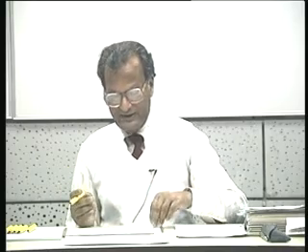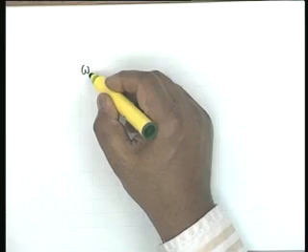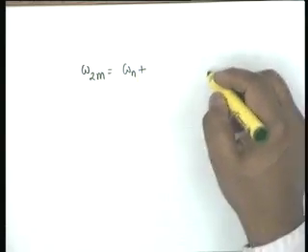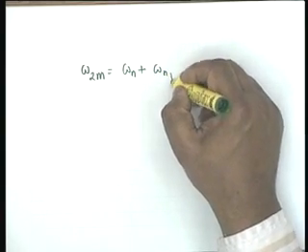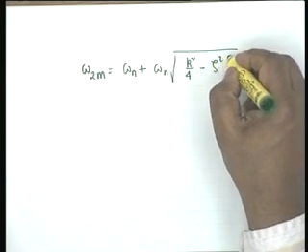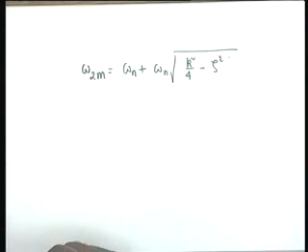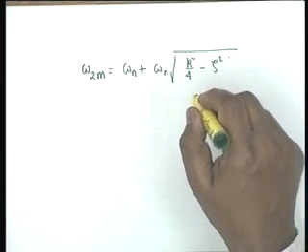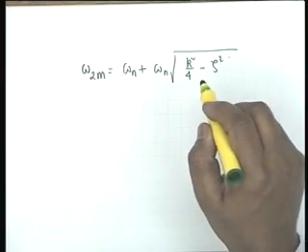By simple manipulation we had shown that this maximum omega 2 m is given by omega n plus omega n multiplied by square root of k square by 4 minus zeta squared. This is a formula derived in the class, given in the book, figures in your notes.